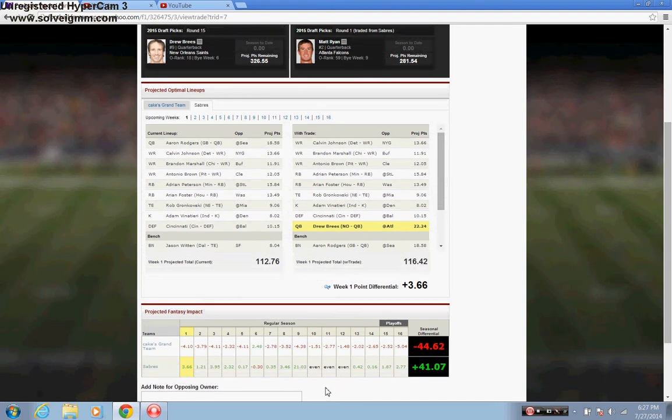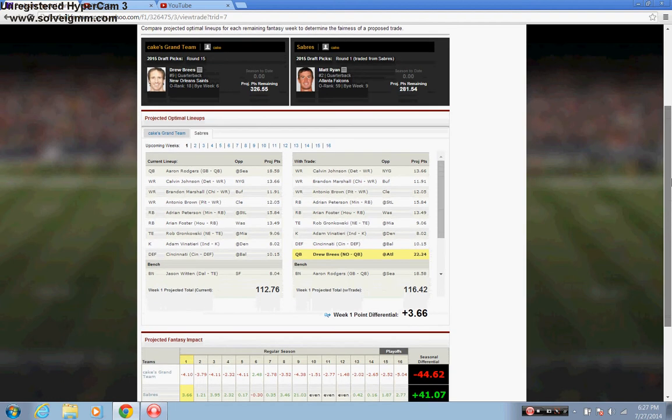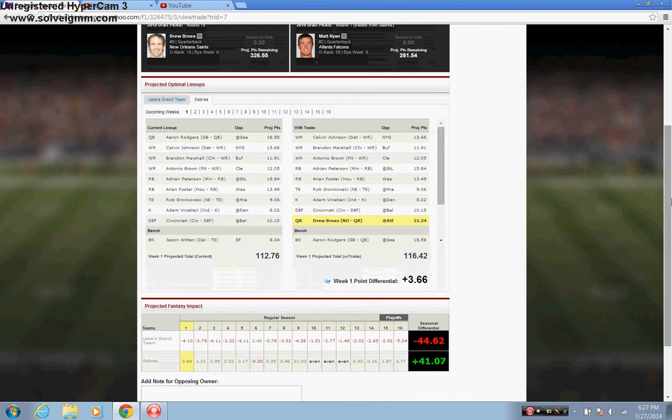In this case, it makes the team I'm logged into, Sabres, 41.07 points better over the course of the year, and the other team 44.62 points worse. If it's just player for player, Yahoo thinks that's a good trade for the team I'm logged into.